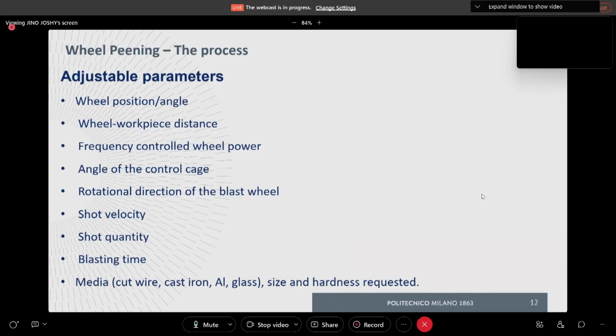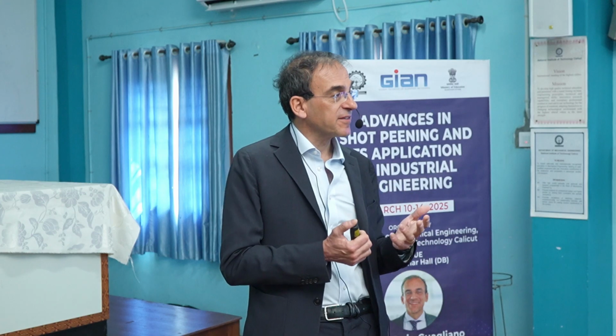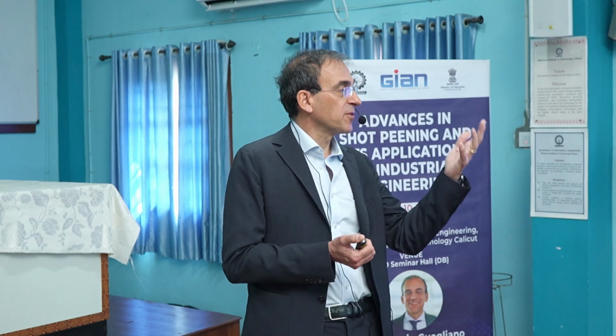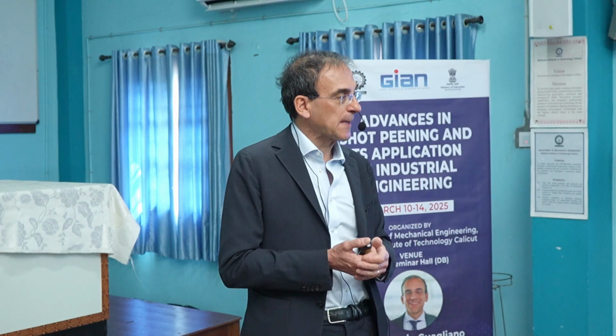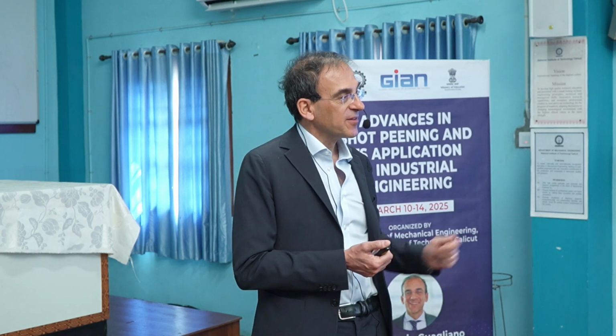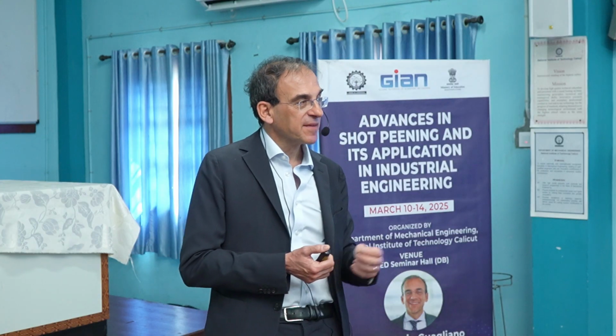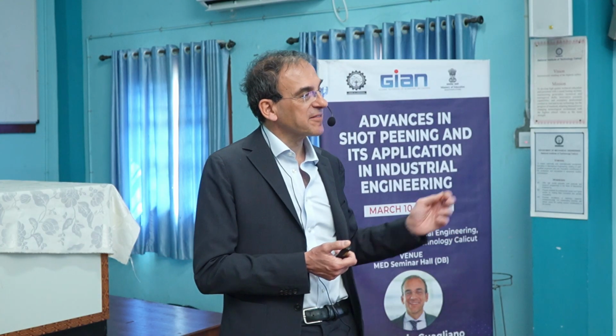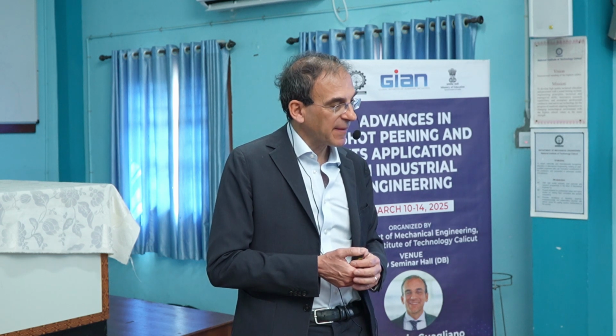Which are the parameters that we can adjust when we are talking about the wheel peening machine? We said the wheel position and angle, so the arrangement, let's say the distance between the wheel and the target part, the workpiece, because of course the impact energy depends on the distance, depends on the initial condition of course, but also on the distance, because during the flight of the shot we are losing, instant by instant, a part of the kinetic energy.